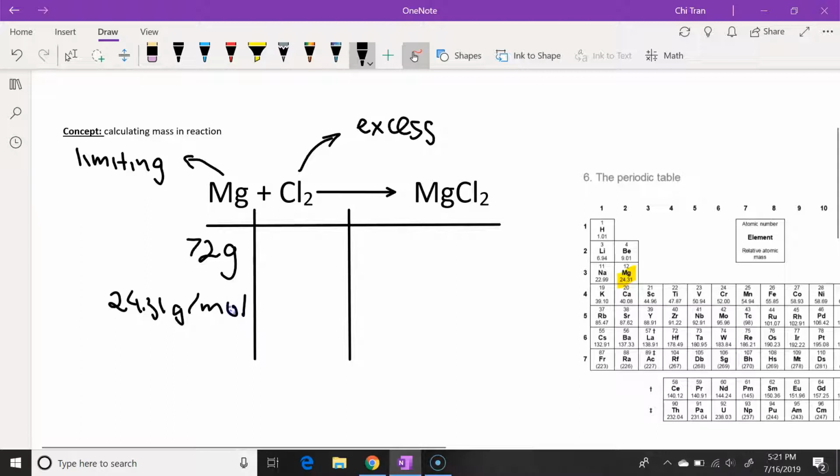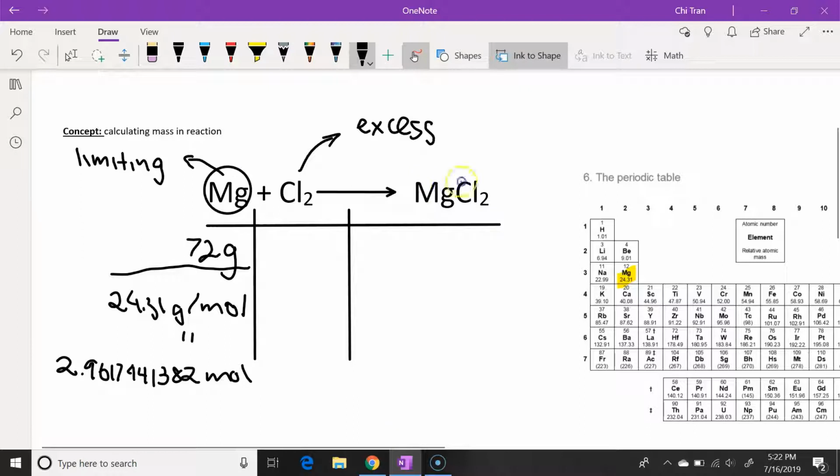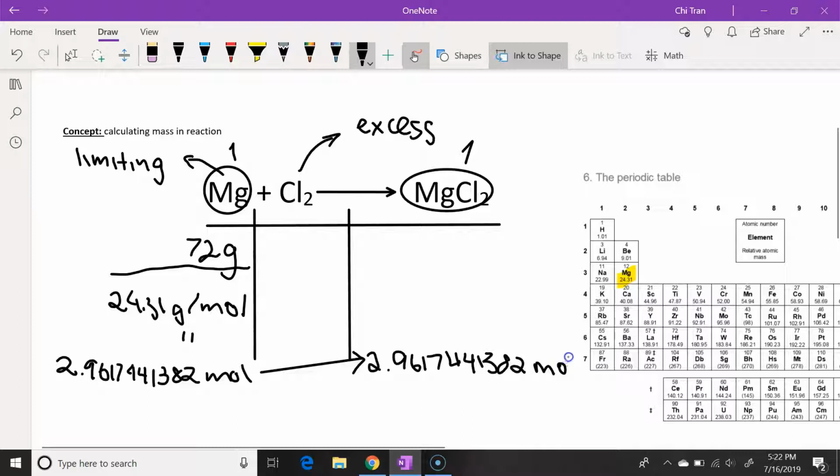So we can take the mass divided by molar mass to get number of moles. And the answer we get, it's a long chain of numbers, but it's best to write out the full value. So magnesium and magnesium chloride have the molar ratio of 1:1, and so there is the exact same number of moles. So we can just write that down again.